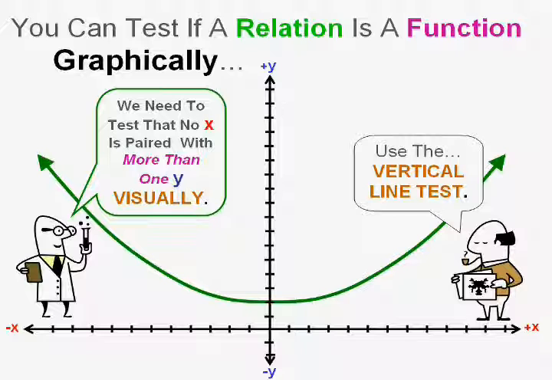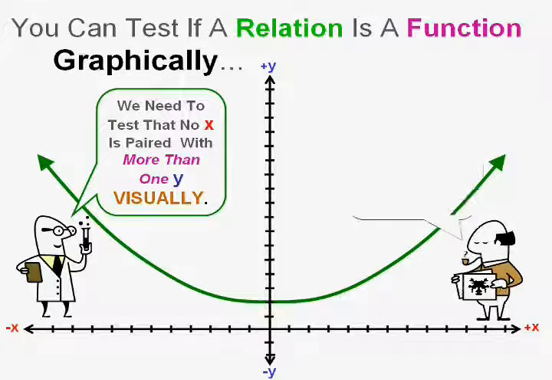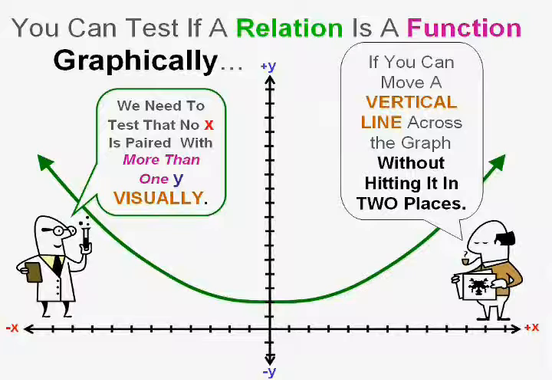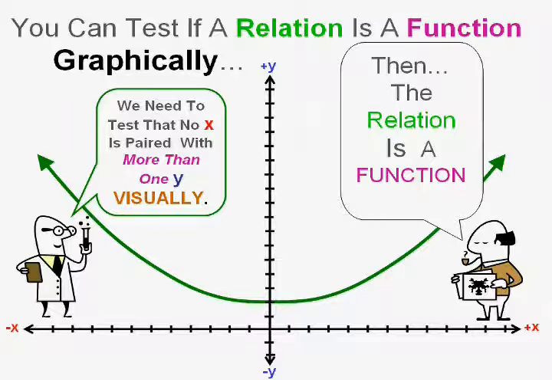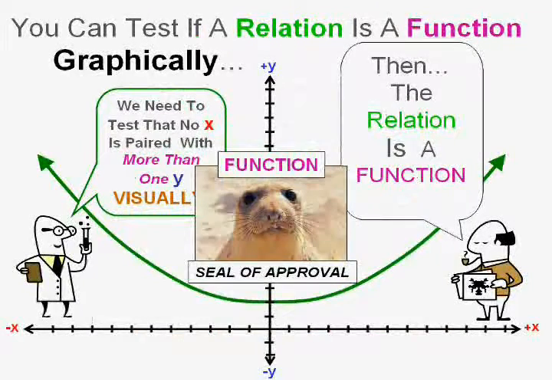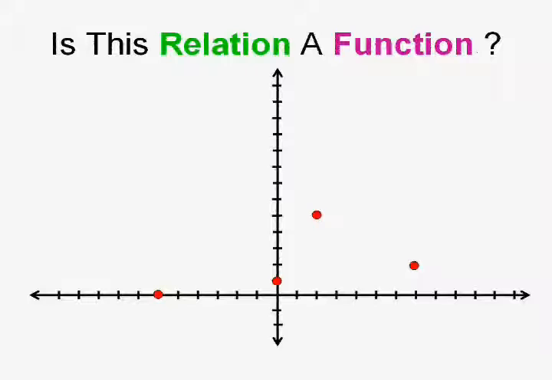If we run a vertical line test across the graph and it never touches more than one point at one time, in other words, if we move a vertical line across the graph without hitting that actual green graph in 2 places ever, then in fact, we do have a function, and in this case we do have a picture of a function. No x got mapped with more than one y. It is a function.